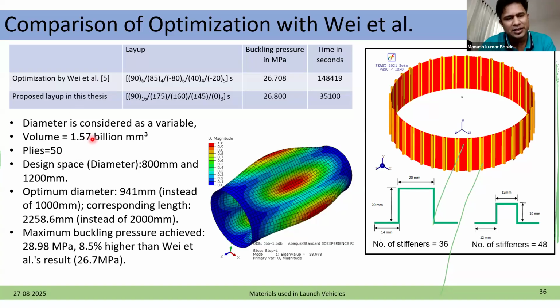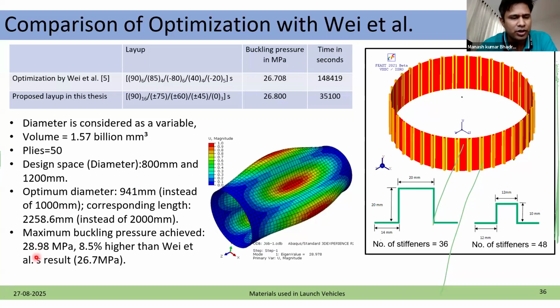We kept the volume as 1 meter and the length as 2 meter, and the calculated volume we kept as constant as 1.57 billion mm cube. But we allowed the diameter to behave as a variable, and we defined the design space as 800 mm to 1200 mm. With that modification, when we carried out the optimization, we found that the optimum diameter should be 981 instead of 1000.